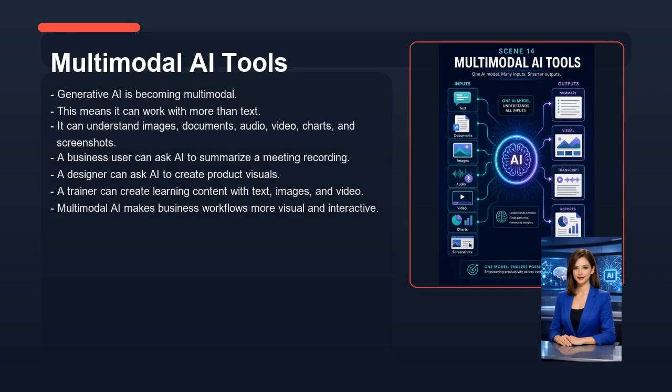Now let's look at multimodal AI tools. Generative AI is becoming multimodal. This means it can work with more than text. It can understand images, documents, audio, video, charts, and screenshots. A business user can ask AI to summarize a meeting recording. A designer can ask AI to create product visuals. A trainer can create learning content with text, images, and video. Multimodal AI makes business workflows more visual and interactive.